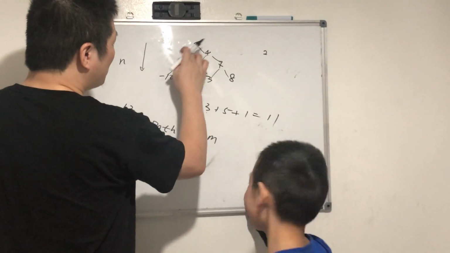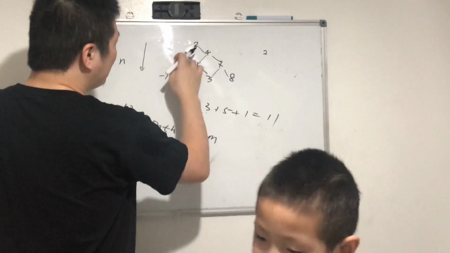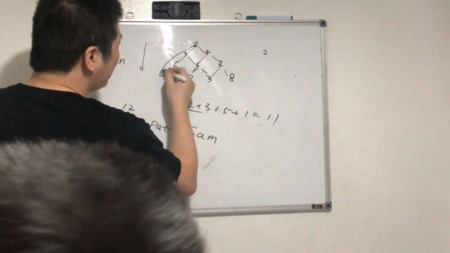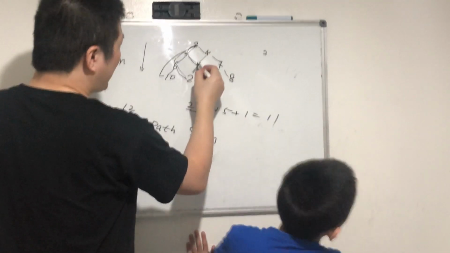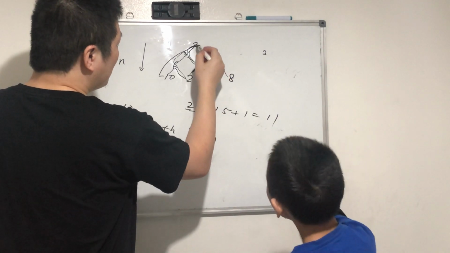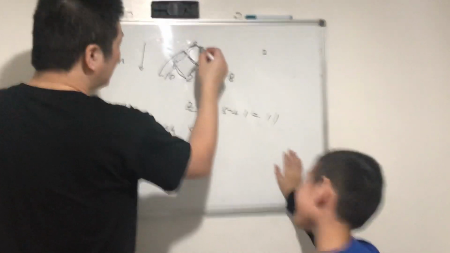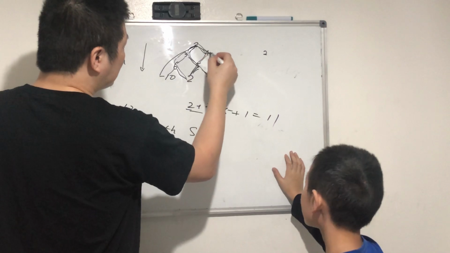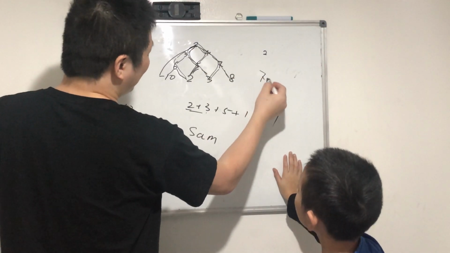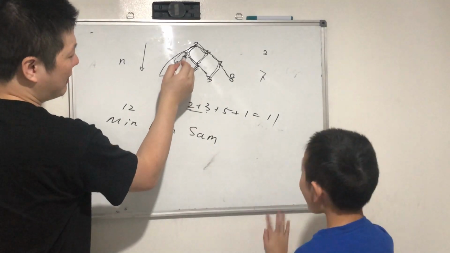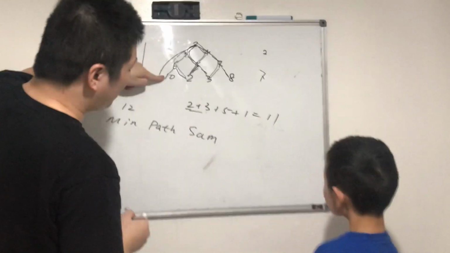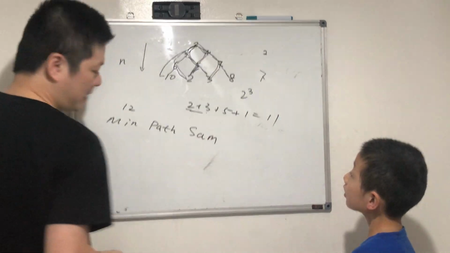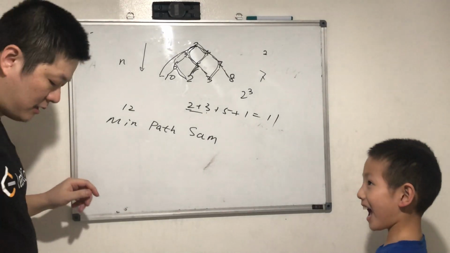Anyone know what's a cheese sandwich? Look, I love cheese. 1, 2, 3, 4, 5, 6, 7. Actually, it's 7. Sorry, you are right.